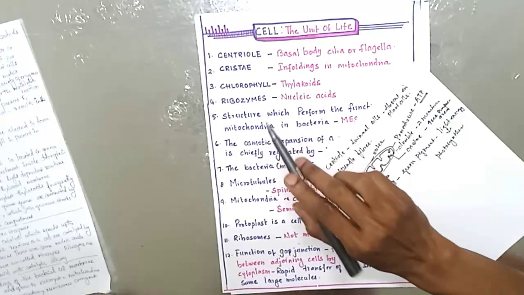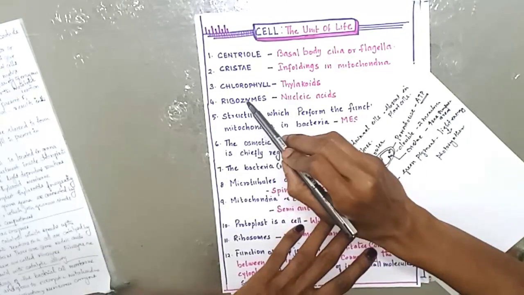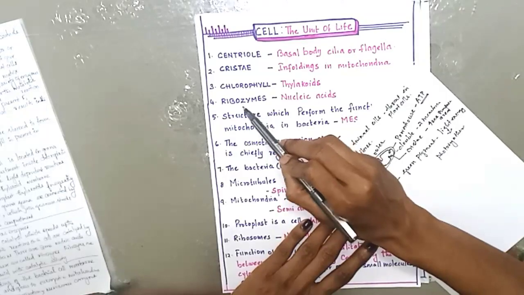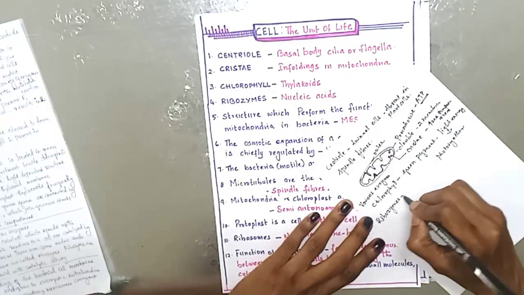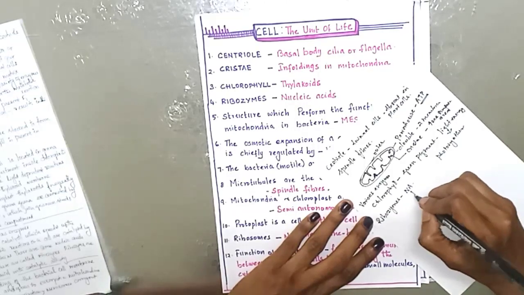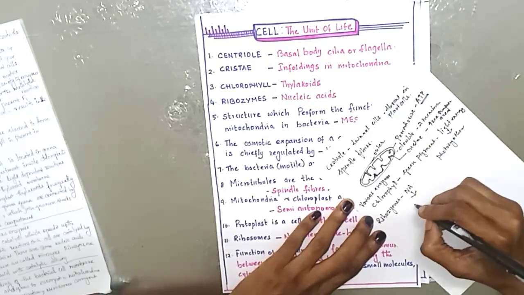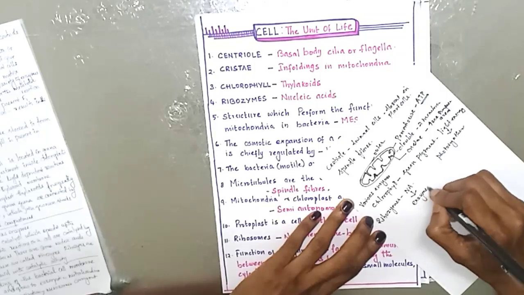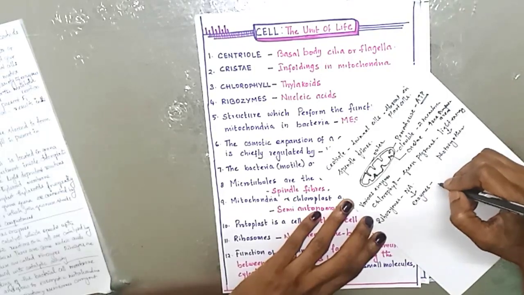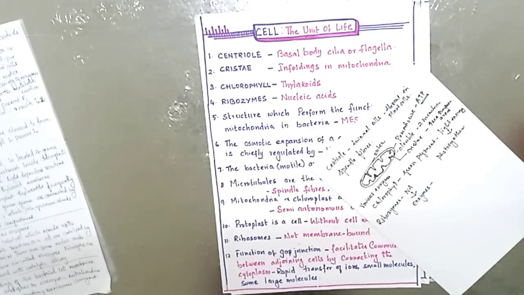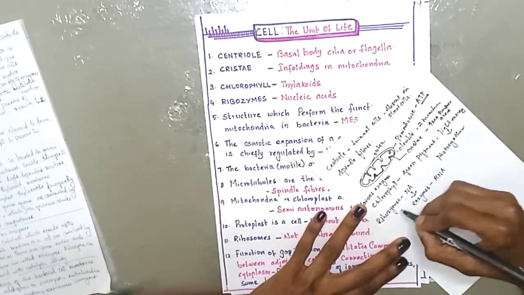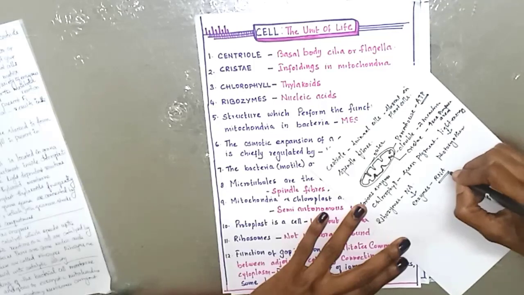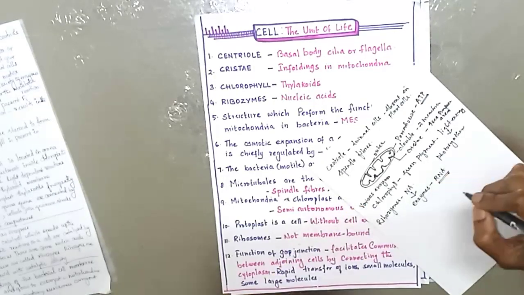Next you have ribozymes. This one you have to understand, this is not ribosomes, these are ribozymes. Ribozymes are nucleic acids. Some nucleic acids act like enzymes. Enzymes help in biochemical reactions. Ribozyme means RNA. Ribozymes are RNA, ribonucleic acid, which acts as enzymes.